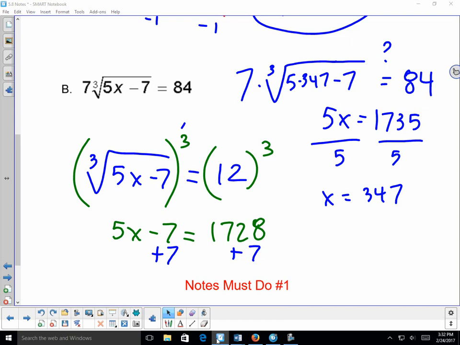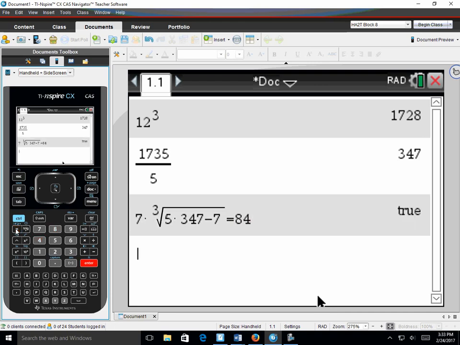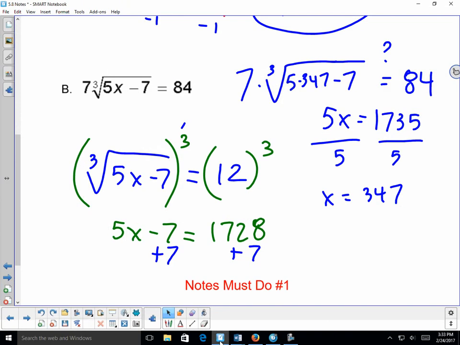5 times 347 minus 7. And then I'm going to do a little right click to get out of my radical. And I want to know, is that equal to 84? So I set equals by doing the equals button, 84. And it does say true, so it works. So we do like the solution of 347.